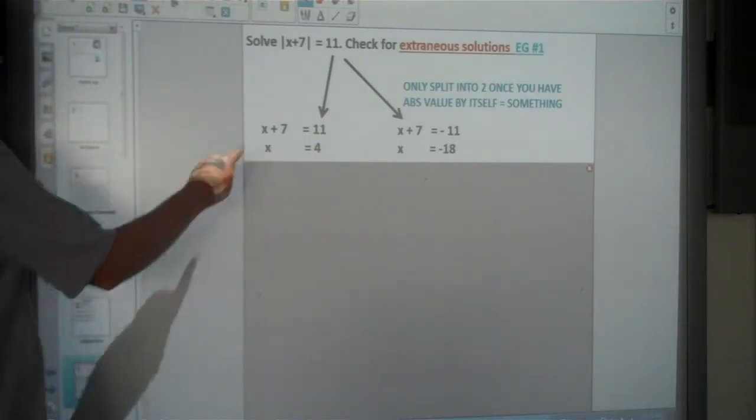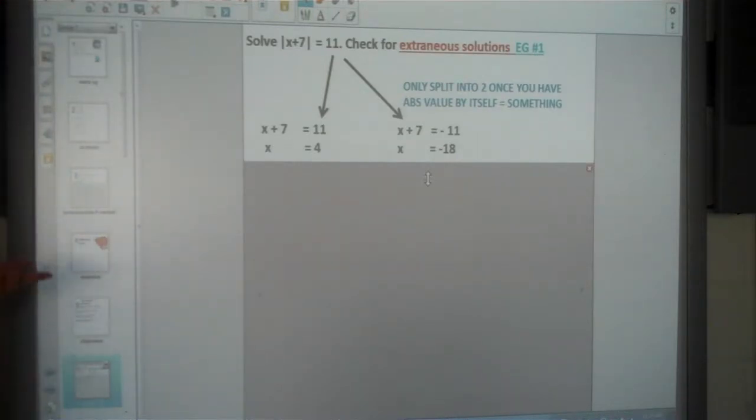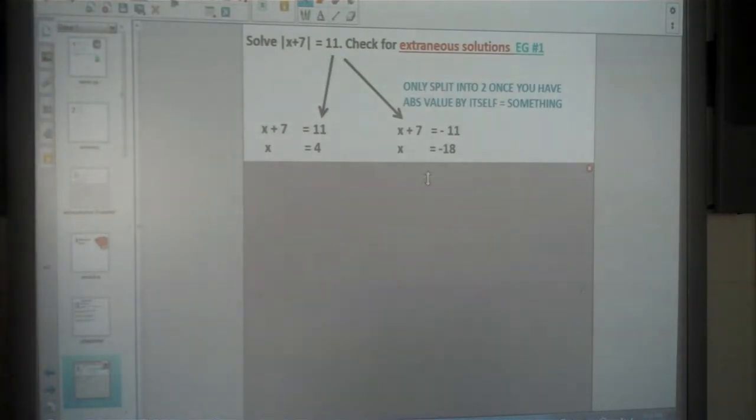And then if we have time, we can plug back to make sure this works. So 4 add 7 is 11, absolute value of 11 is indeed 11. Negative 18 plus 7 is negative 11, and the absolute value of negative 11 is 11.